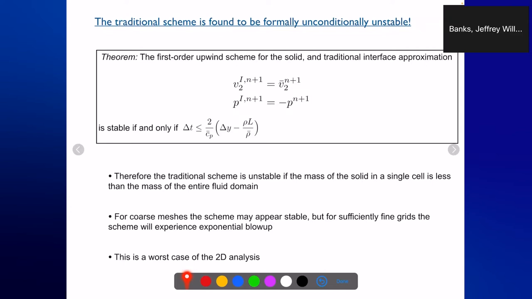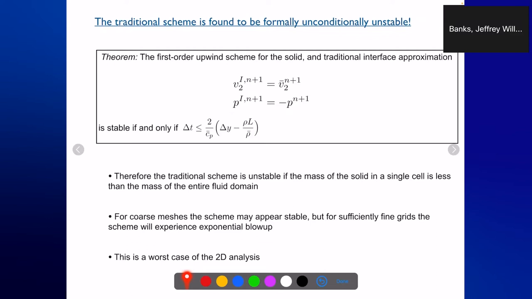Now it turns out that this 1D analysis is actually a worst case of 2D or 3D. Again, it's that mode where the entire fluid is moving effectively as a brick. So it's sort of the worst mode in the system, and all the higher frequency modes are going to be a little bit easier in some sense.